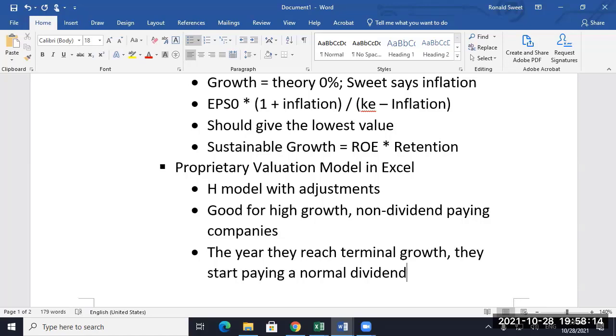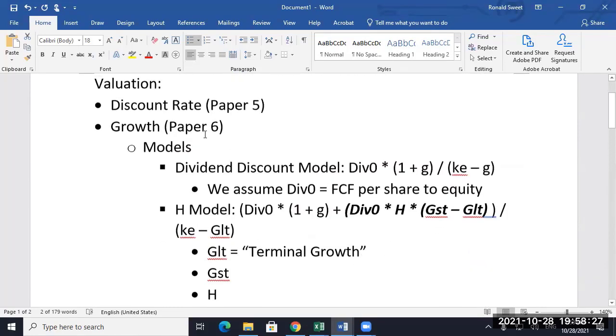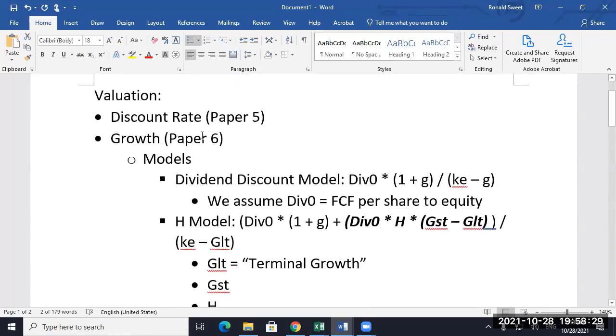All right, so it's a real simple model. It's not quite the H model because I do it as almost a straight line drop in growth, whereas the H model is more of a curved drop in growth, but it still gives you, I think, a pretty decent answer. All right. So those are the models that we have.